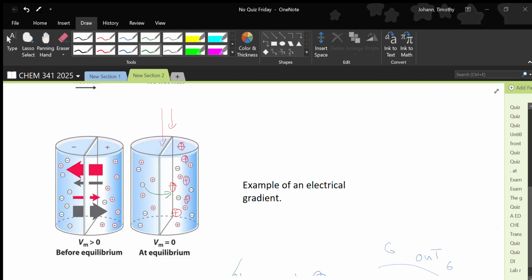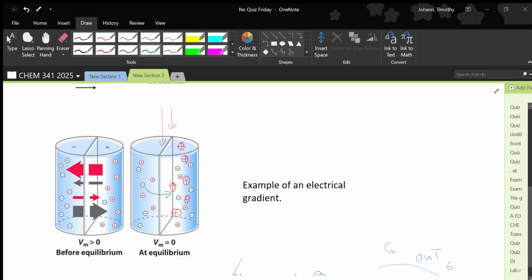How many people think it's going to release energy? Okay, one person, two people maybe. How many people think it's going to take energy? Okay, it's going to release energy, because I chose this side since there was about the same number of minuses. In fact, they're exactly equal, right? So there's no concentration gradient there.